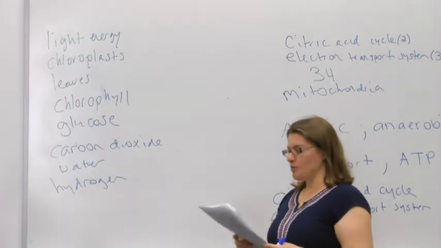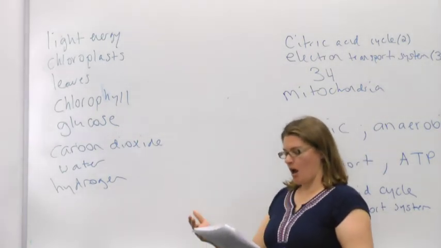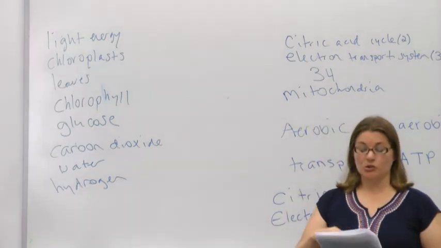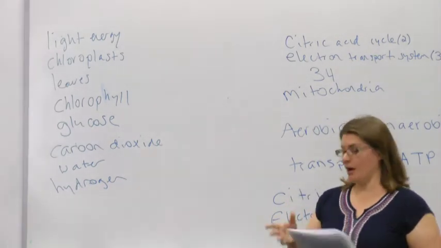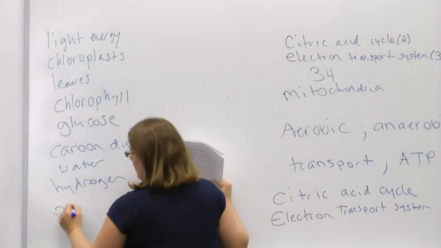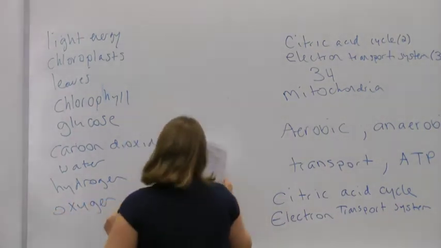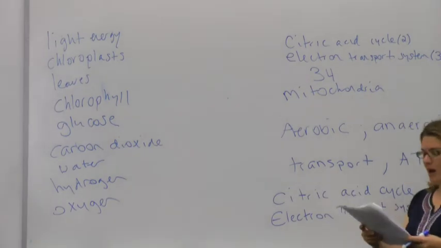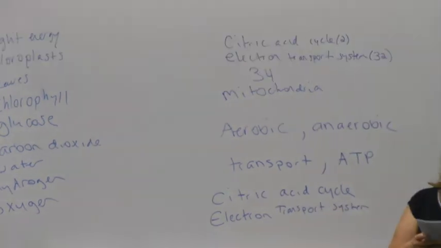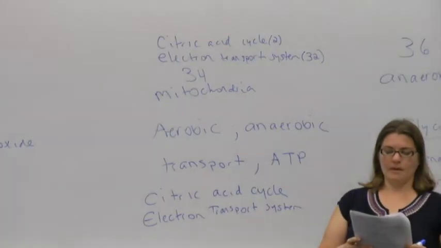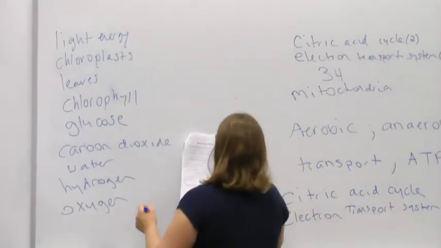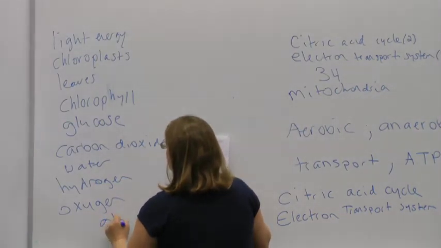So what about number 9? Most of the blank is released into the air and is used by animals. Oxygen. Most of the oxygen is released into the air and used by animals. The hydrogen and carbon dioxide combine and form a simple sugar called, we're just looking for glucose here. Yeah, glucose, which the plant may store or use for energy.